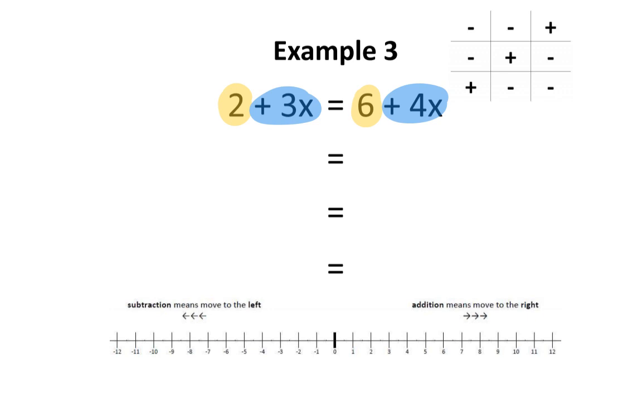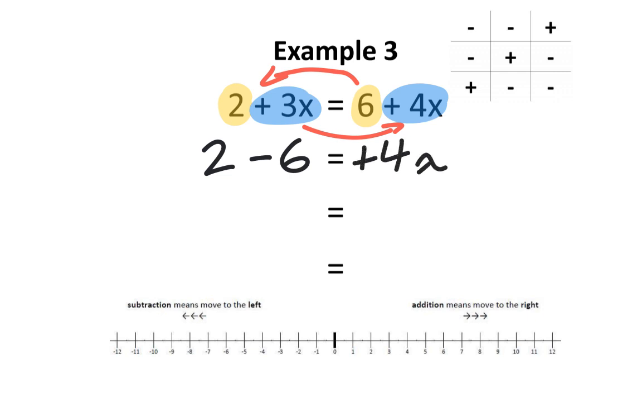Therefore, I'm probably going to move the 6 over so it's together with the 2, and I'm going to move the 3x over so that it's together with the 4x. Remember, when you move terms across the equal sign, they become the opposite. Therefore, when I move that positive 6 over, it's no longer positive, it now becomes negative. Furthermore, when I move that positive 3x over to the other side, it is no longer positive, it now becomes negative 3x. And you do not need to write this positive sign in front of the 4x, you can erase it. Next, let's simplify both sides of this equation.